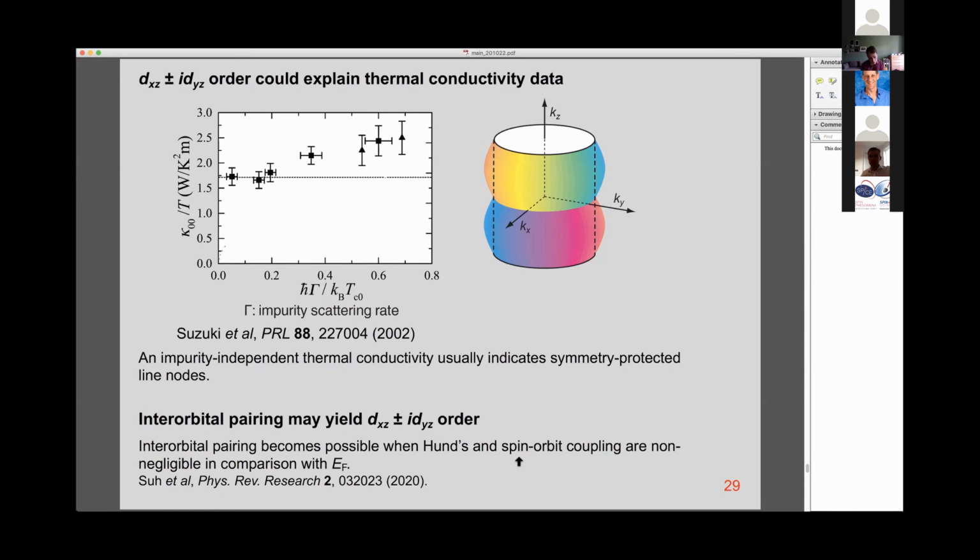This interorbital pairing has been proposed for a couple of materials, but in most materials it would be indistinguishable from conventional pairing. The possibility that it offers is that this xz plus iyz structure could be encoded within the orbital structure of the Cooper pair, and we therefore do not need strong interlayer correlations in order to get such a structure. And what's potentially exciting about strontium ruthenate is that interorbital pairing might be the only way to get such an order.